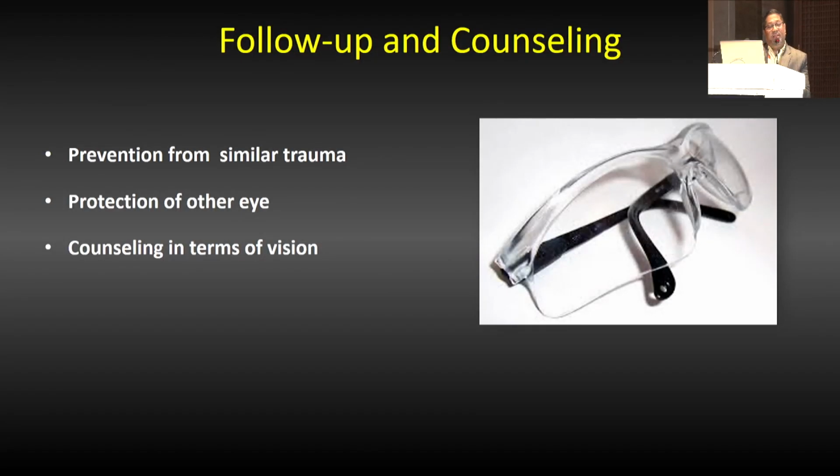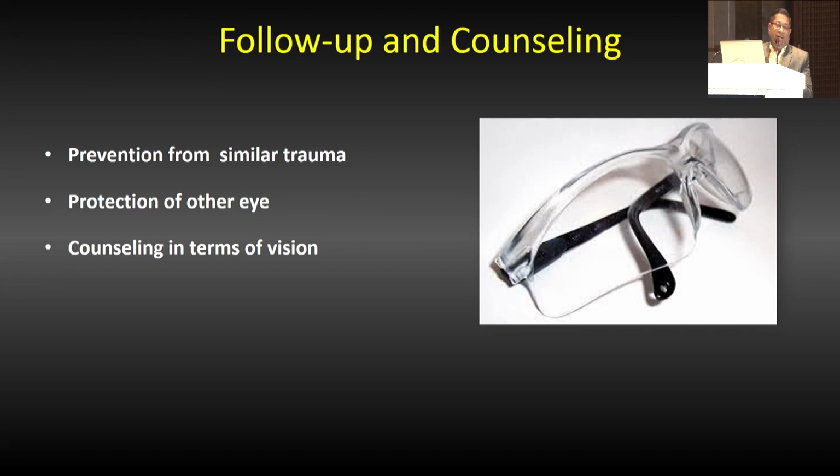So the main thing here is how to prevent. Prevention is the best thing for getting the cure. Counseling should be done to avoid similar trauma in the other eye or the same eye again. Protection of the eye has to be done with special glasses or any special measures should be taken on the employment side. And counseling on the visual outcome post surgery is also mandatory, because it is a globe and every structure of the eye is involved.